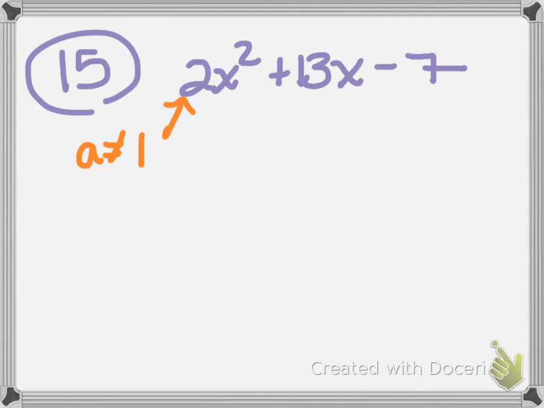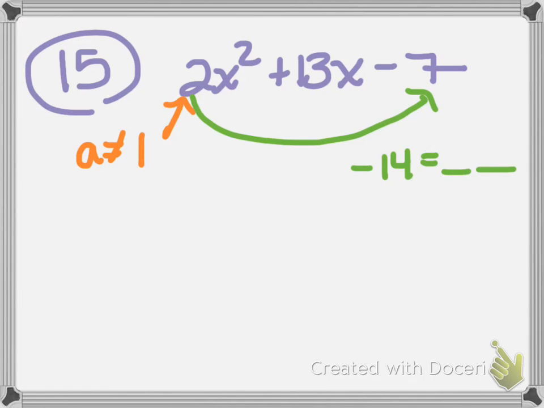As a result, we need to go a couple steps further. So we multiply 2 times 7. 2 times 7 gives us negative 14. We need to think, what times what multiplies to get negative 14 that adds to get 13? And that's going to be 14 and negative 1.